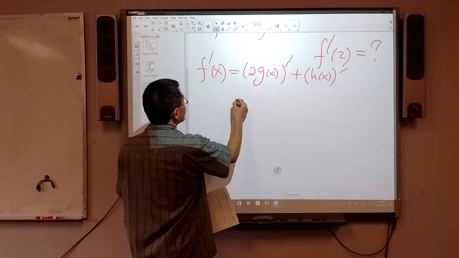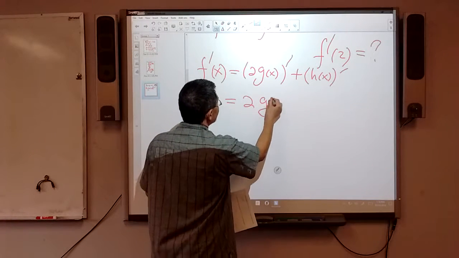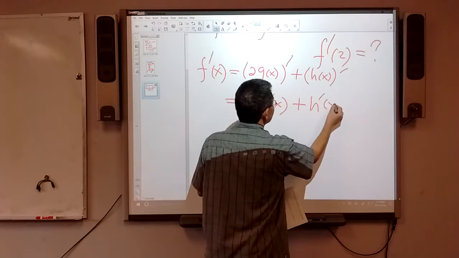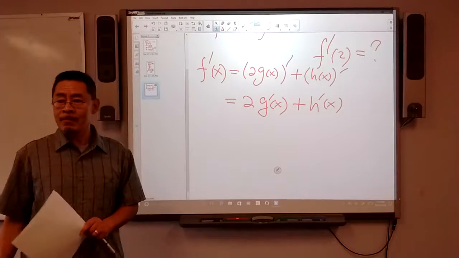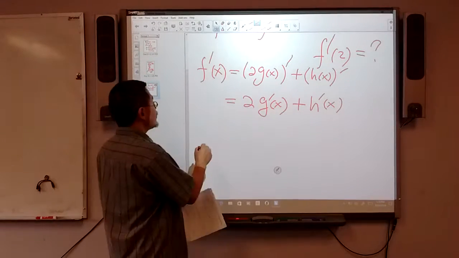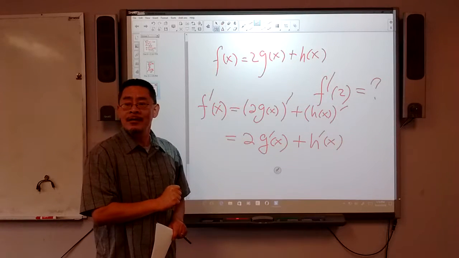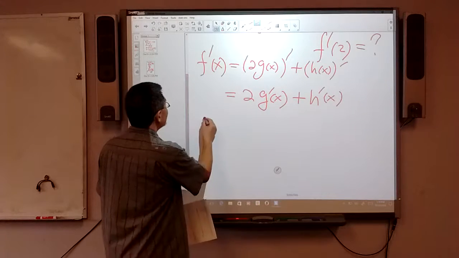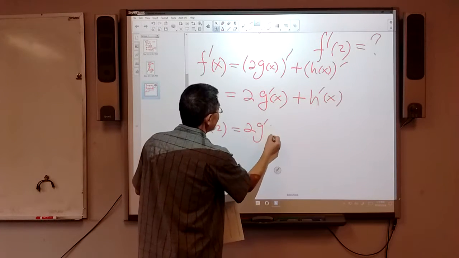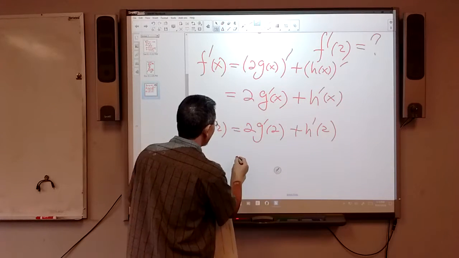What about this one? The 2 can come out. What's that rule? The constant multiple rule. And we have this. Are we good on this one? Therefore, f prime of 2 is equal to 2 g prime of 2 plus h prime of 2. And we know those.